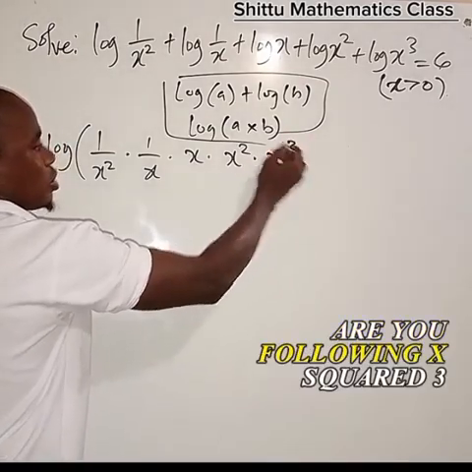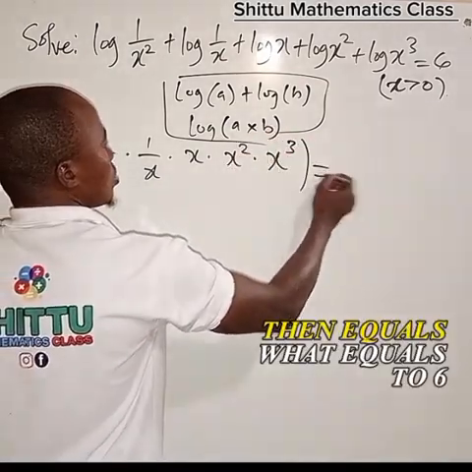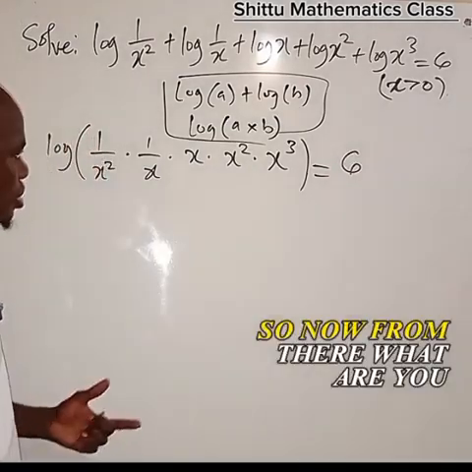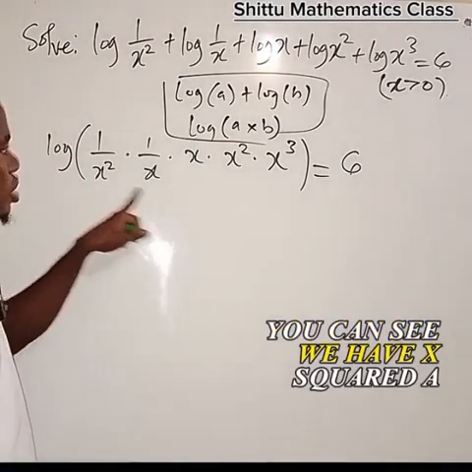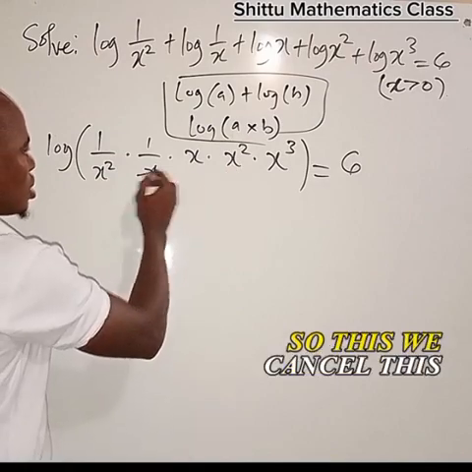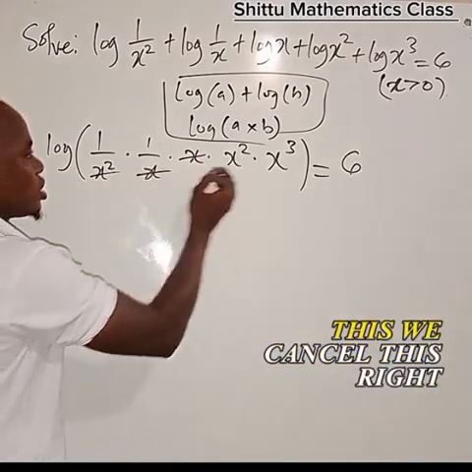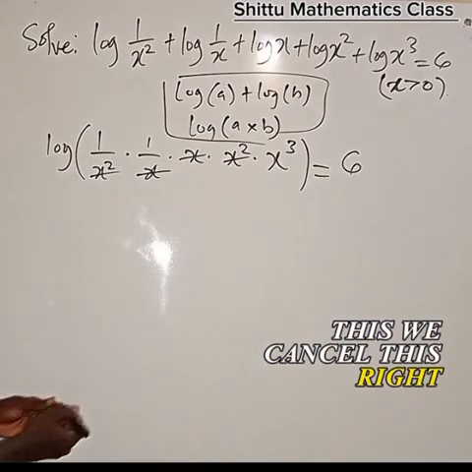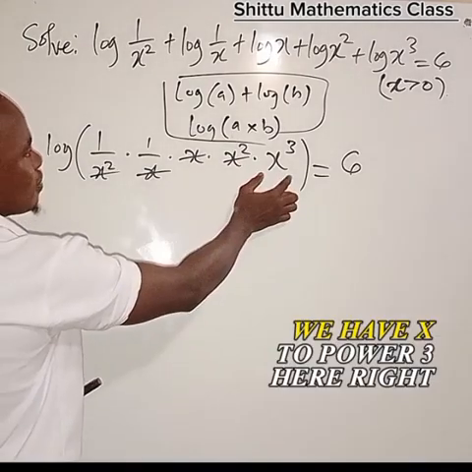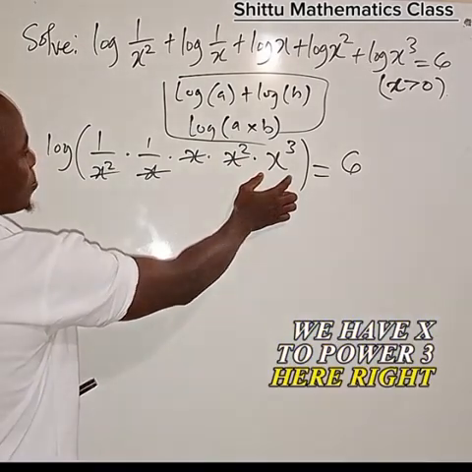Are you following? X to the power 3 then equals what? Equal to 6. So now from there, what are you going to do? You can see we have x squared here, we have x squared here. So this we cancel, this we cancel, right? So now from there, what do we have left? We have x to the power 3 here, right?